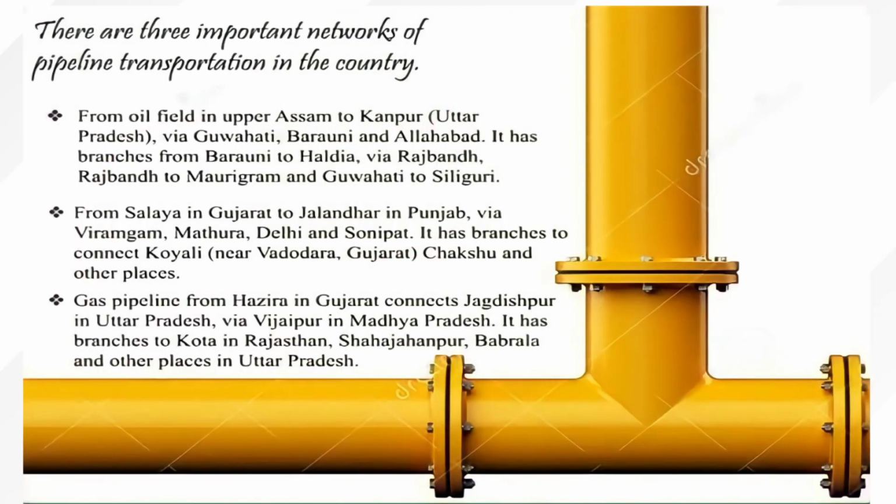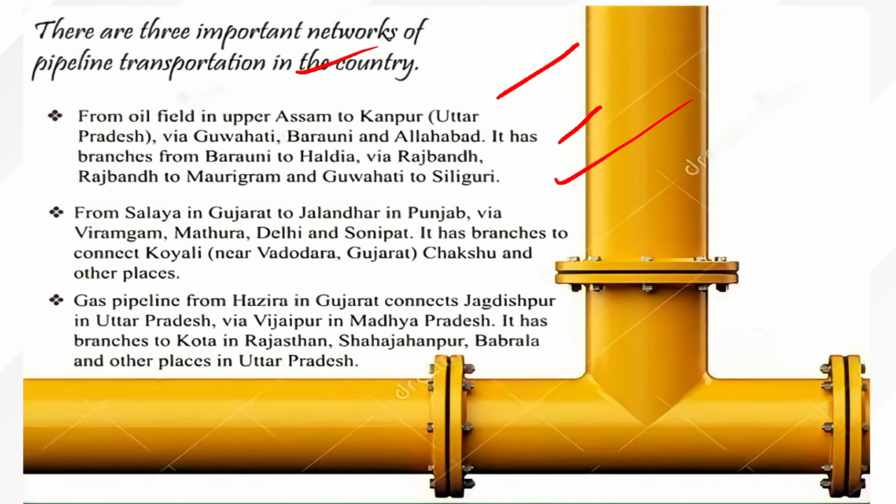There are three important networks of pipeline transportation in our country. The oil field in Upper Assam to Kanpur, Uttar Pradesh via Guwahati, Barauni, Allahabad. It has branches from Barauni to Haldia via Rajbandh, Rajbandh to Morigaon, and Guwahati to Siliguri. We will see this in the map for a clear cut understanding.